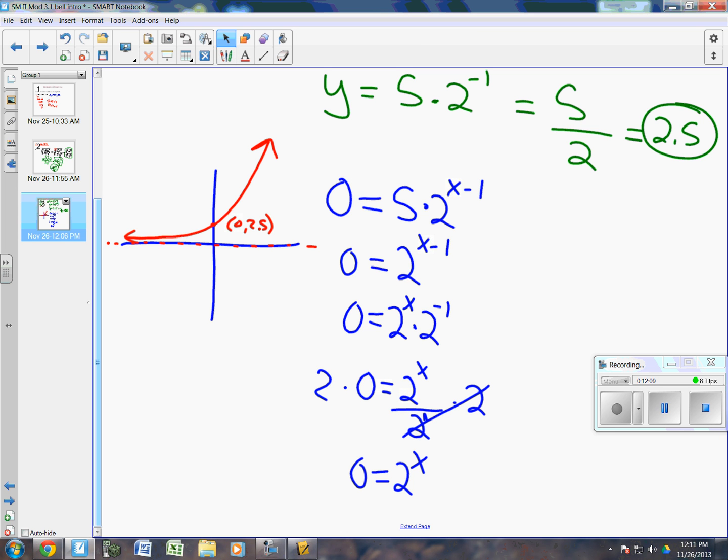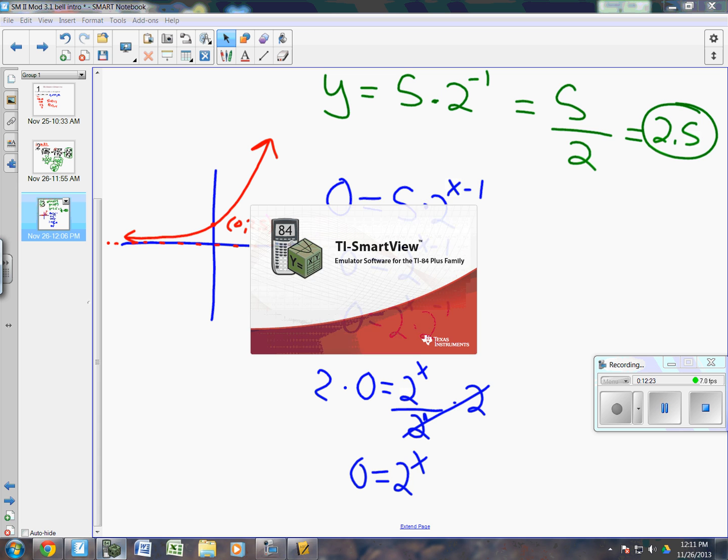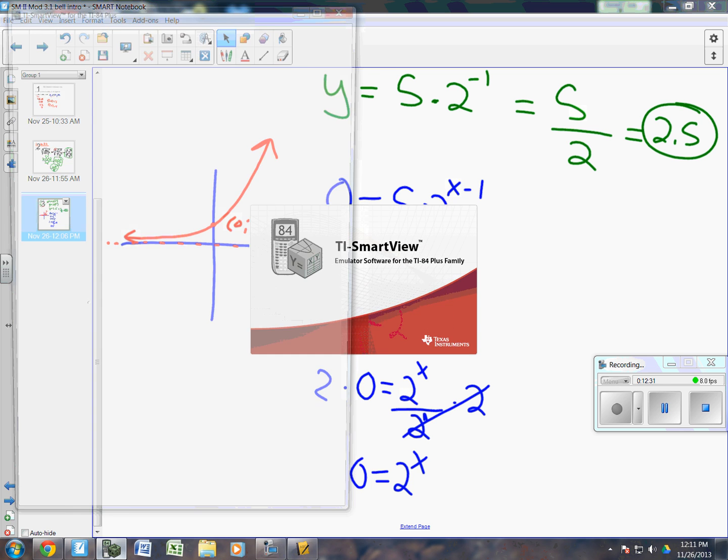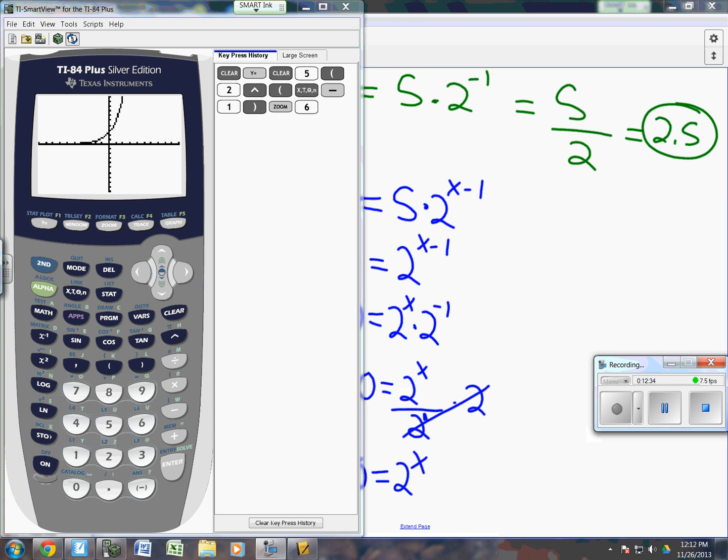If you want to graph that in your calculator, if you don't believe me, go ahead. Well, how many of you guys know how to put it in your calculator? Let's go there. So close to the x-axis, it never hits it. So it comes down, and it goes on forever that way and up forever that way. So it will never cross the x-axis.